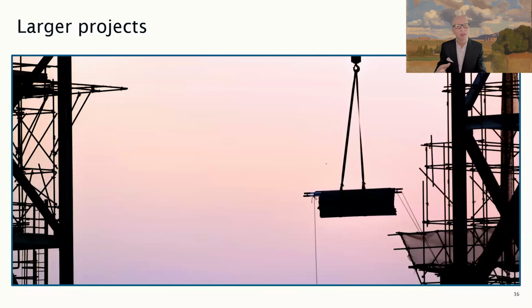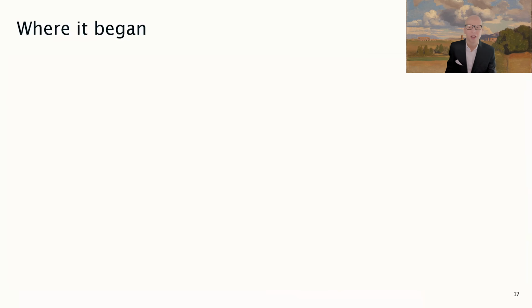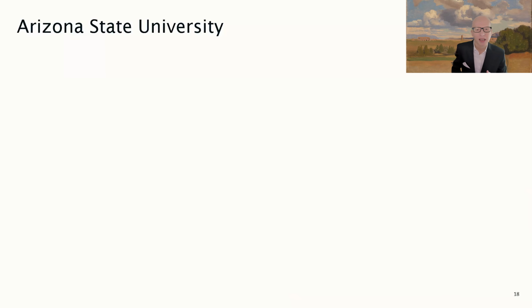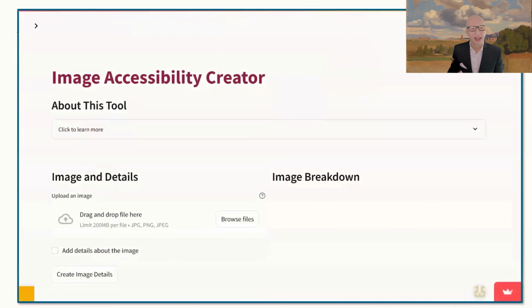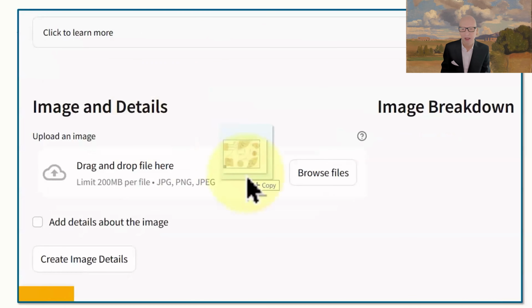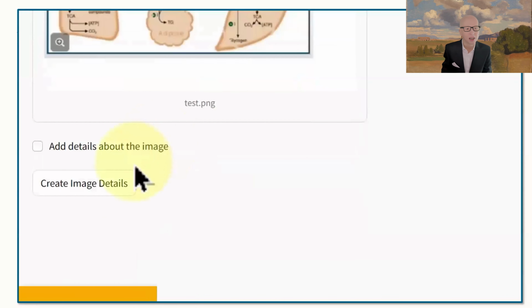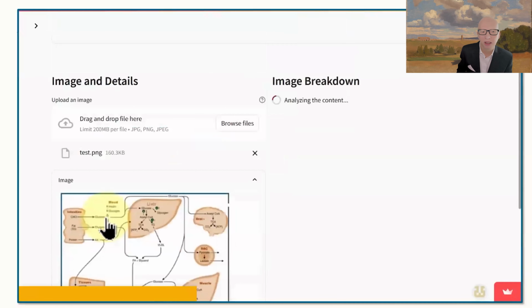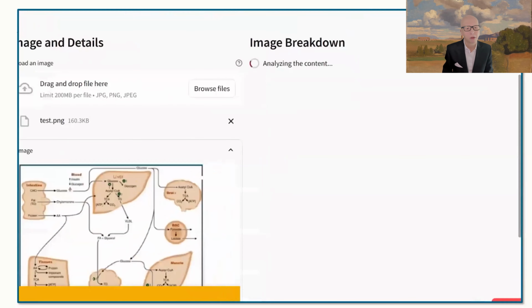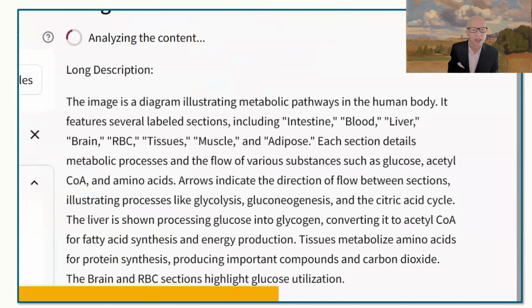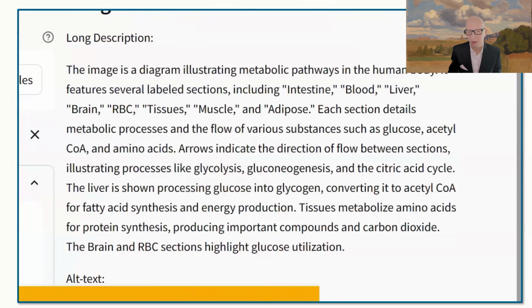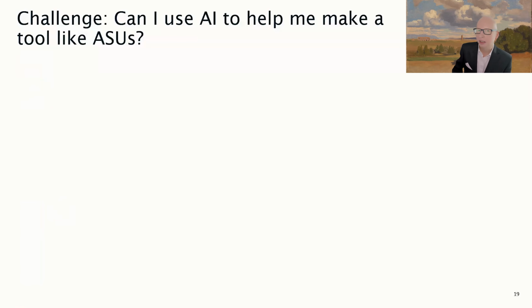So those are some examples of smaller discrete tools that I made. What about larger scale projects? So now I'm going to show some of those examples. The first project began when I came across Arizona State University's Image Accessibility Creator tool. It's a web page where you upload an image. Here I'm using a fairly low resolution diagram from one of our medicine modules. And the tool uses GPT-4o to write both a long description and shorter alternative text for people who can't see the image. And I was so impressed that I asked myself, could I do the same?